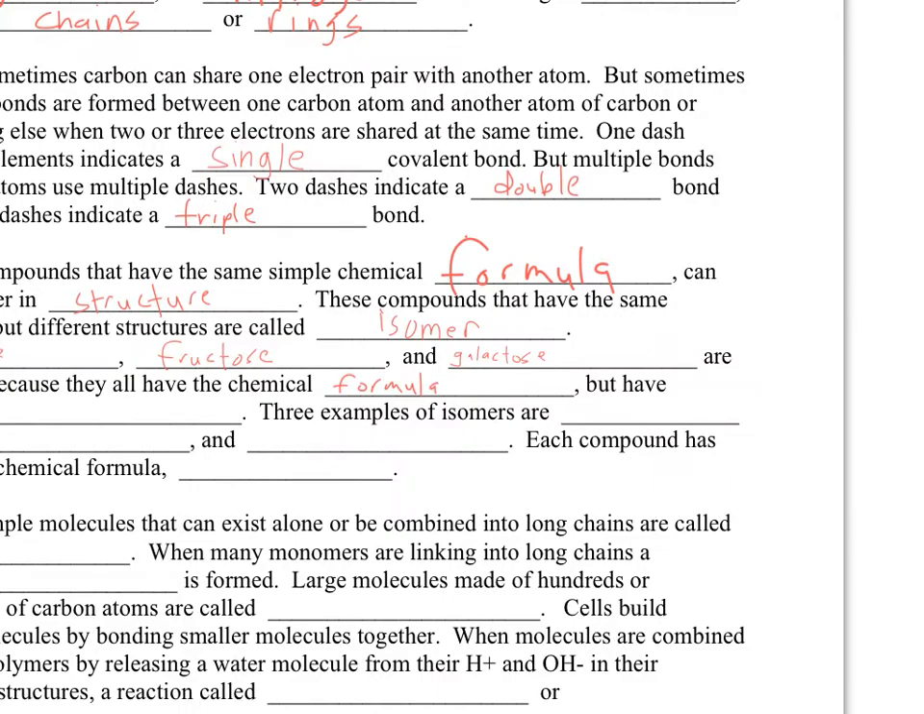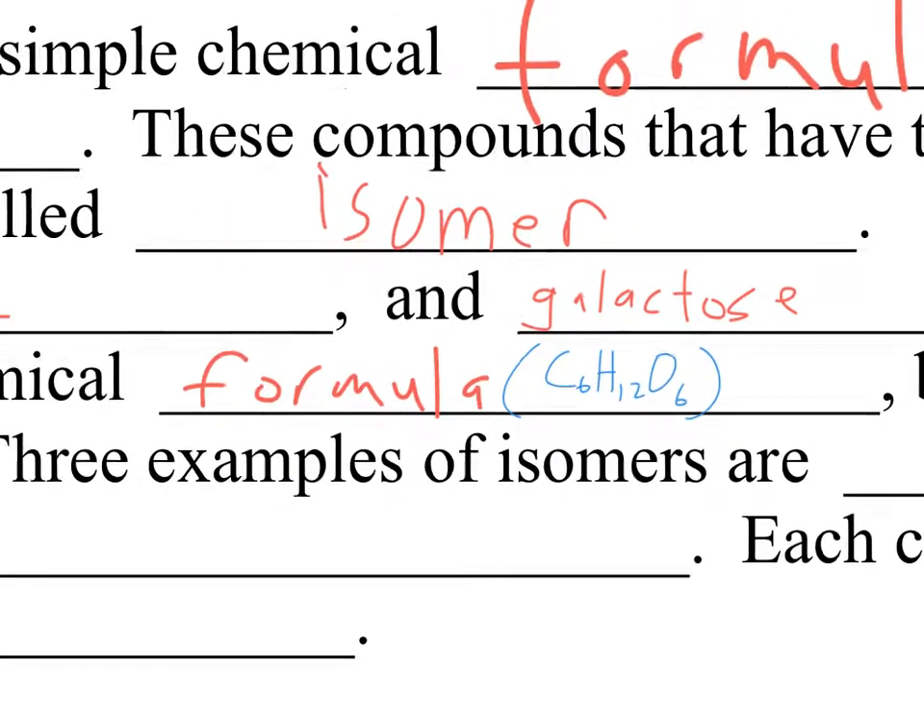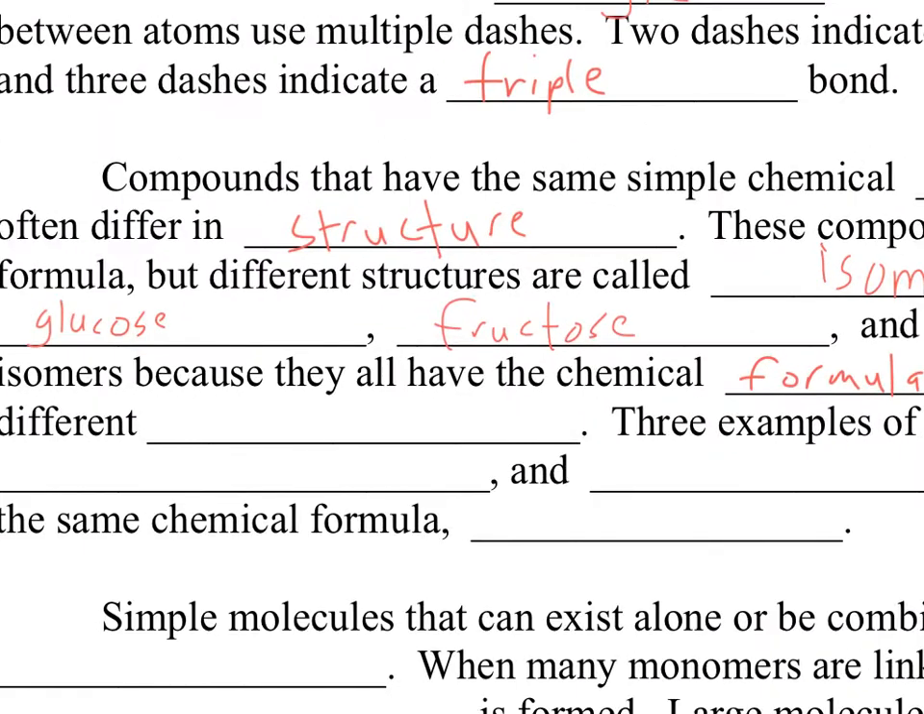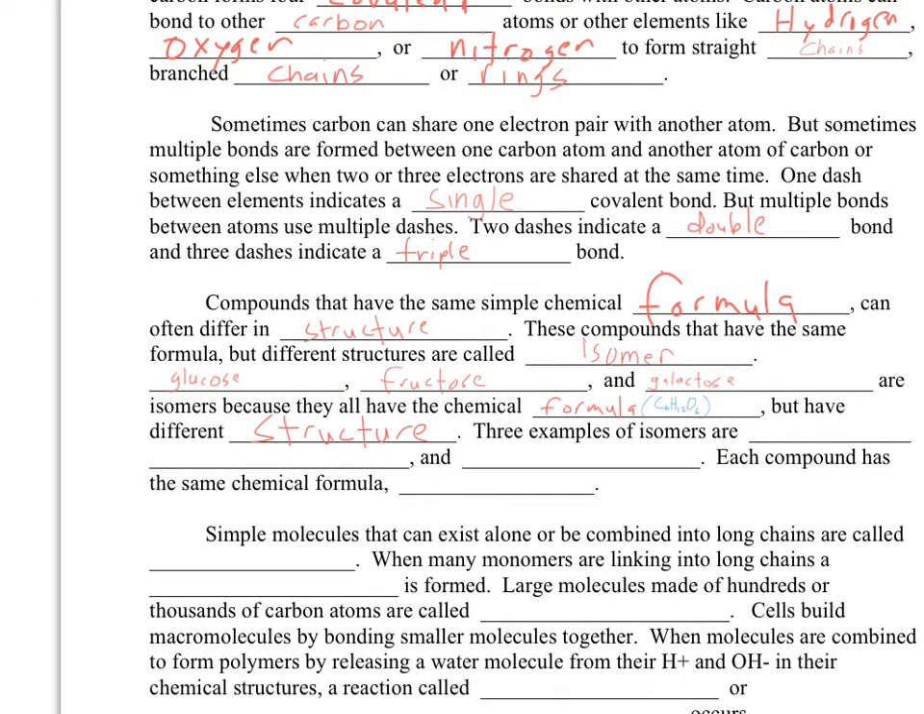And for this one, we'll actually write it in. The chemical formula for those 3 is C6H12O6. So they all have the same chemical formula, C6H12O6, but different structure. They have a different structure. Hey, see that last sentence? Don't know why it's repeated in there.